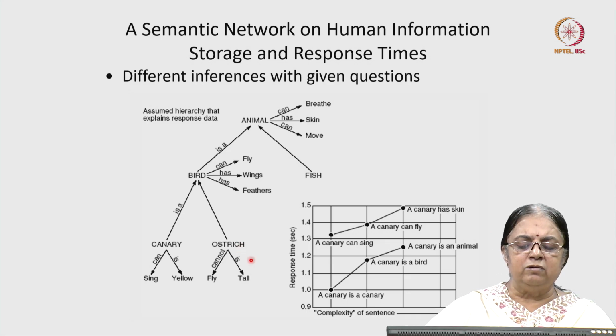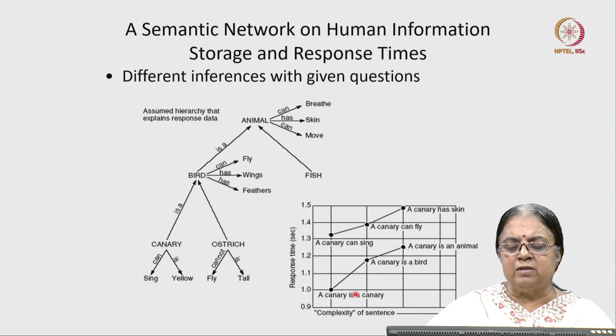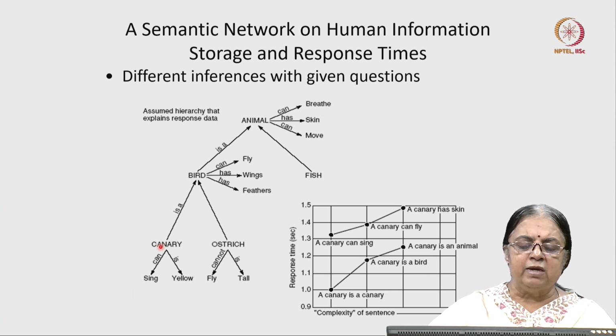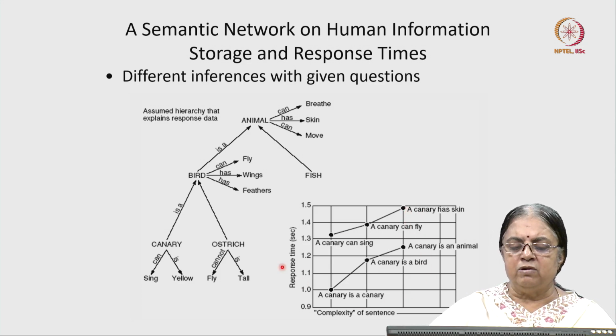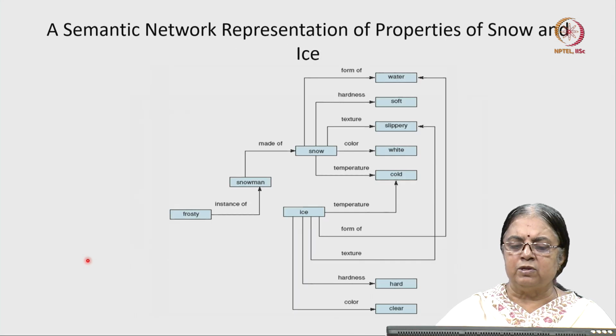Okay. And you can say like ostrich is tall, right. So, these are all specific information. And obviously, this gives you some type of response time depending on the complexity of a sentence, right. For example, a canary can sing, you will take from canary itself, but a canary can fly, you need to go up, okay. And a canary has skin, you have to go even more up, right. So, you need more response time for that. So, that is what this figure is basically trying to tell you over here.